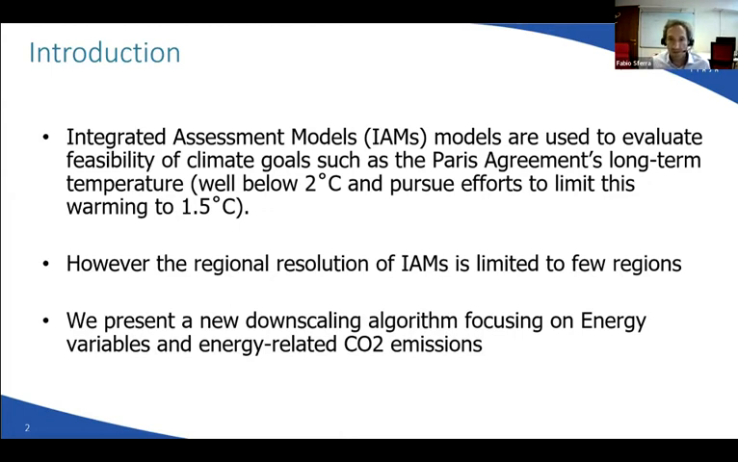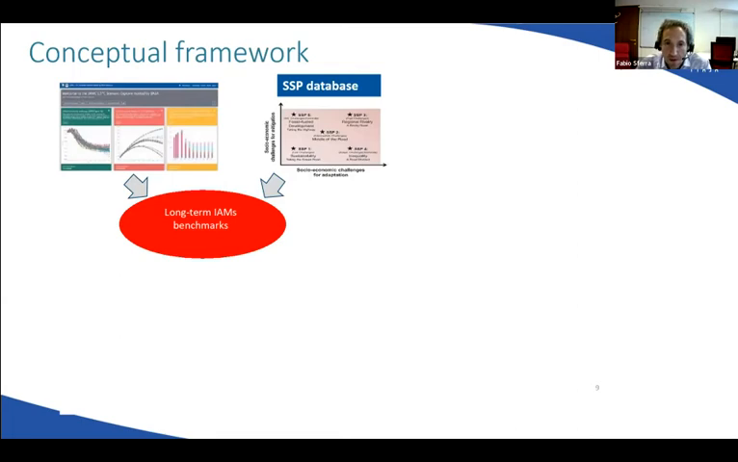So because of this reason, we have decided to develop a new downscaling algorithm that focuses not only on downscaling emissions, but also on downscaling, in particular, the energy variables and the energy-related carbon emissions. So in order to give you an idea of how the algorithm works, we are using data that in the first place are coming from integrated assessment models. And then we are also combining the regional information from integrated assessment models with the GDP and population projections that we have available at the country level, coming from the SSP database. And basically by combining this information, we develop what we call long-term integrated assessment model projections that we use as a reference for our long-term trends.